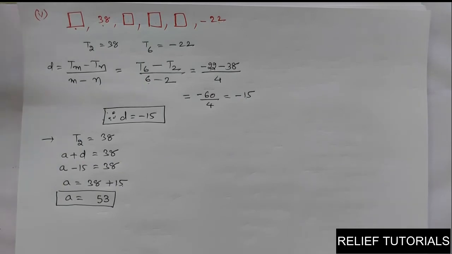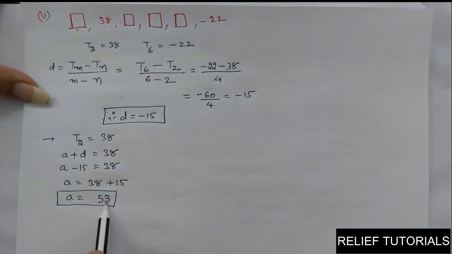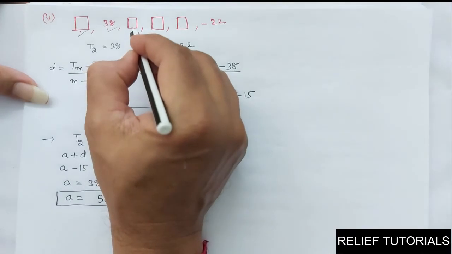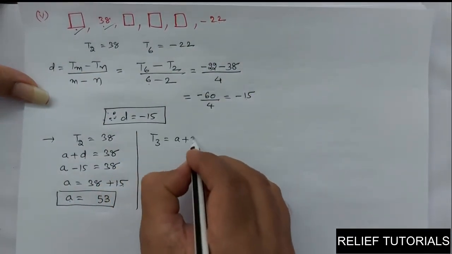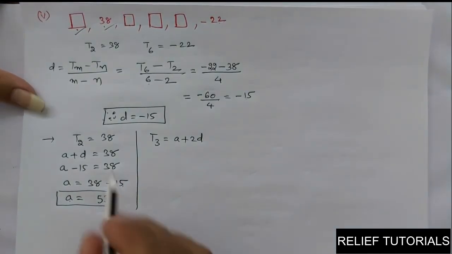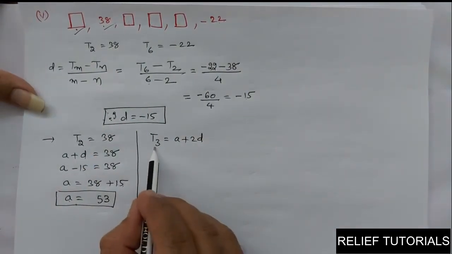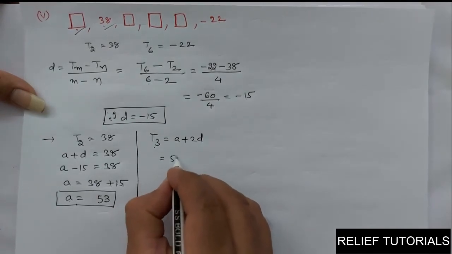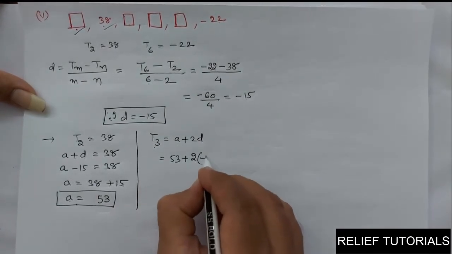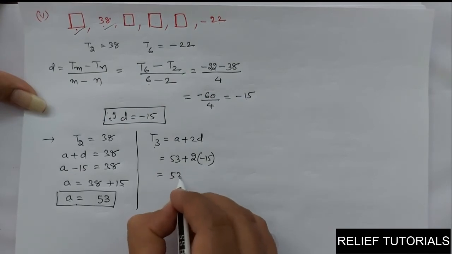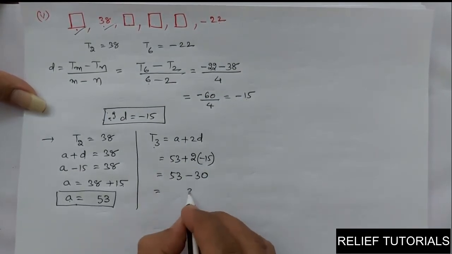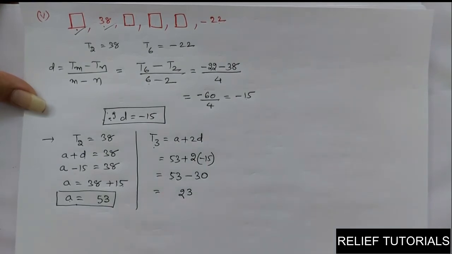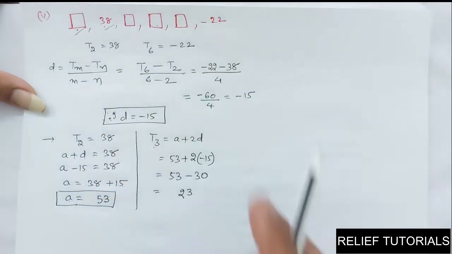Now you can find the terms. T1 means A is equal to 53, we have this. Now this is the third term, T3. So you can say T3 is equal to A plus 2D. Now we have both the things, A and D, so we can find any term. T3 is 53 plus 2 into the difference, minus 15. So that is equal to 53 minus 30, which is 23. Okay friends, we got T3.